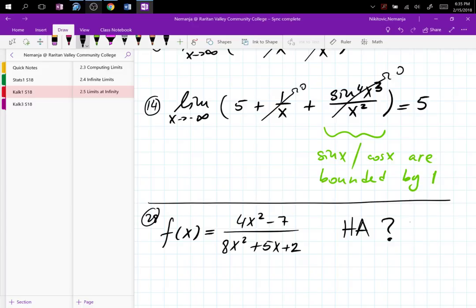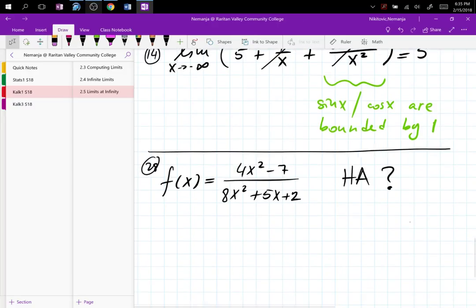Do we have any horizontal asymptotes here? What's the procedure? What's the definition? Anyone?